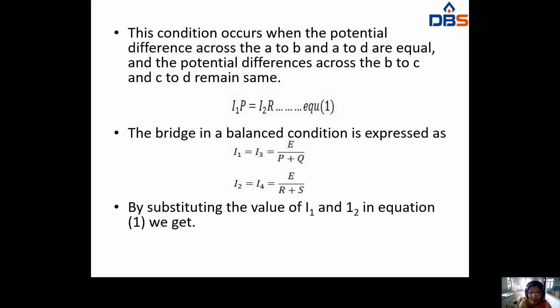So the bridge in balanced condition is expressed as follows. I1 is equal to I3. The current flowing through arm AB is the same current flowing through arm BC. So I1 equals I3, which is equal to E by P plus Q, that is, voltage by the sum of resistances. The current I1 flows through P and I3 flows according to the current divider rule. Here I1 equals I3 equals E by P plus Q. Similarly, I2 equals I4, which is equal to E by R plus S.